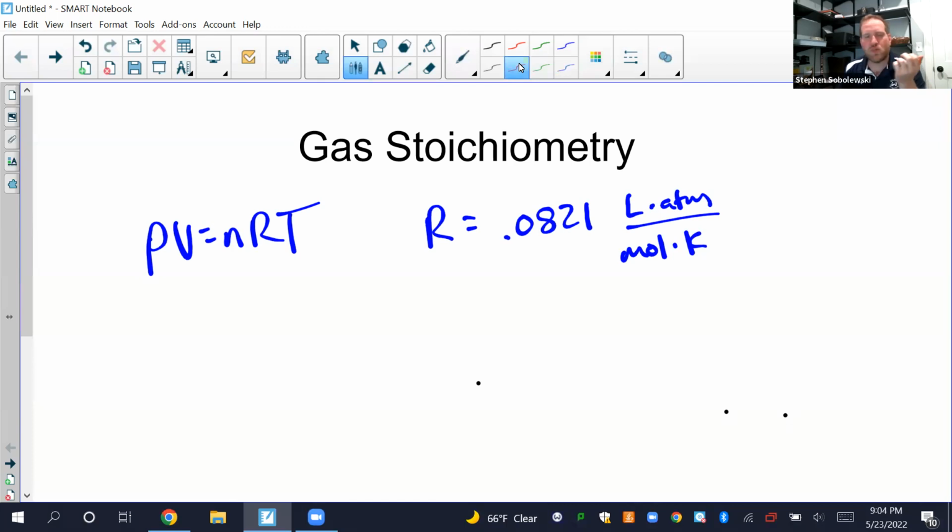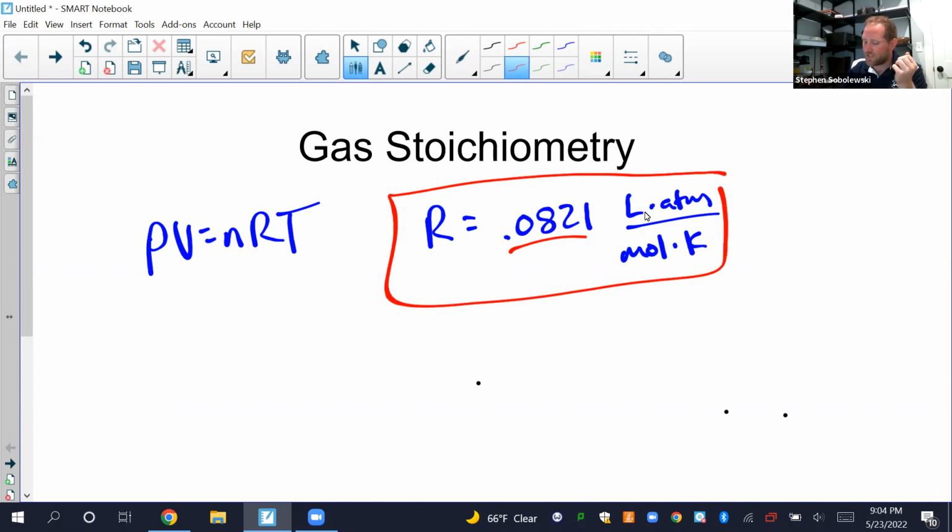Now, how do we pick that value? Well, if you use liters, atmospheres, moles, and Kelvin, that's the number. If you change the units, it's going to change the value. So that's the value of R that we use. And these four units in R dictate the units you must use for this gas law. In other words, if you're going to use this gas law, your pressure must be in atm, your volume must be in liters, your moles must be in moles, and your temperature must be in Kelvin. So that's the ideal gas law.